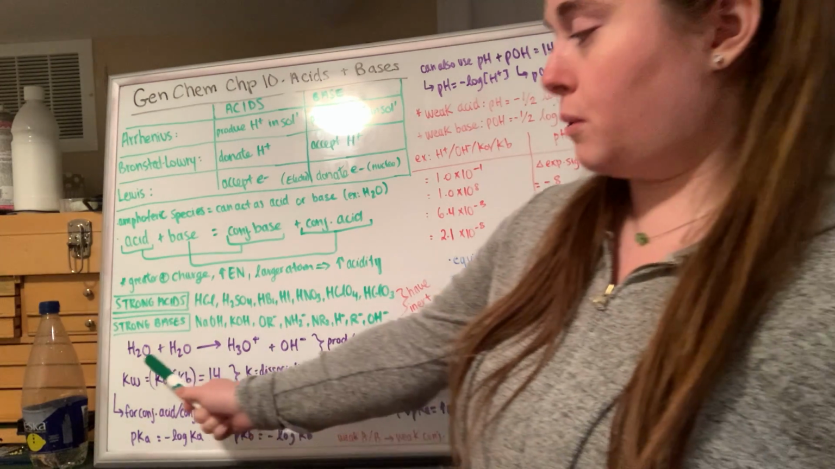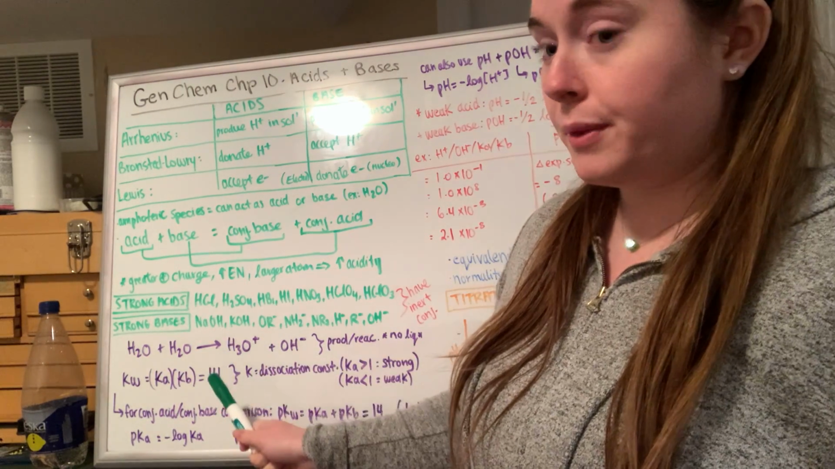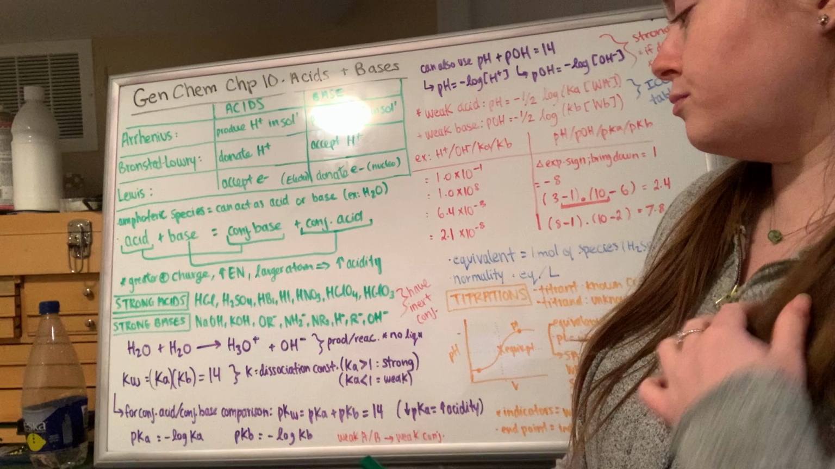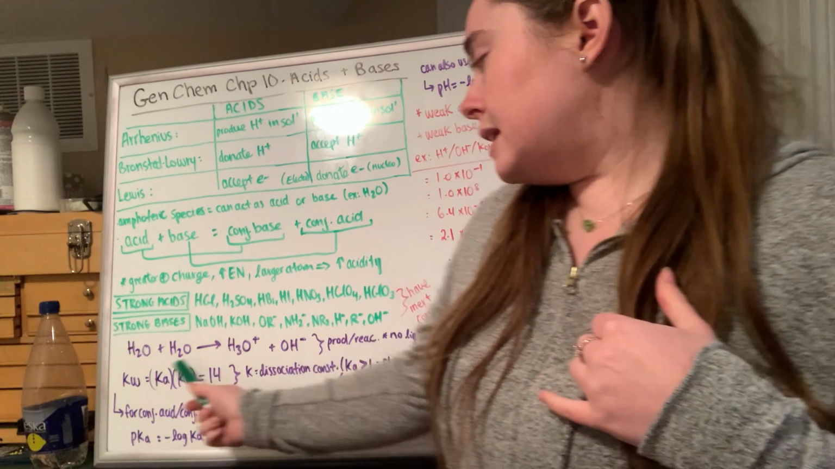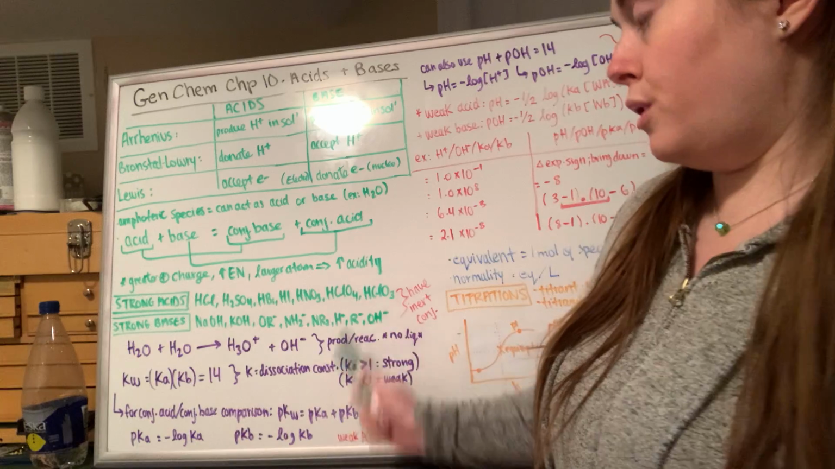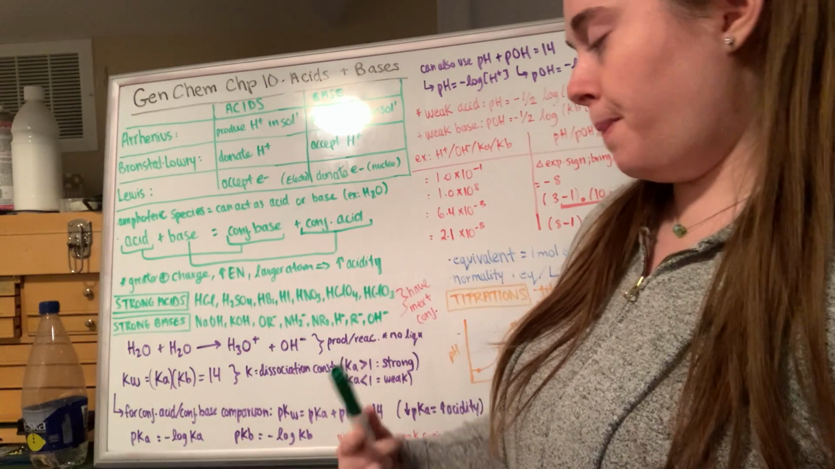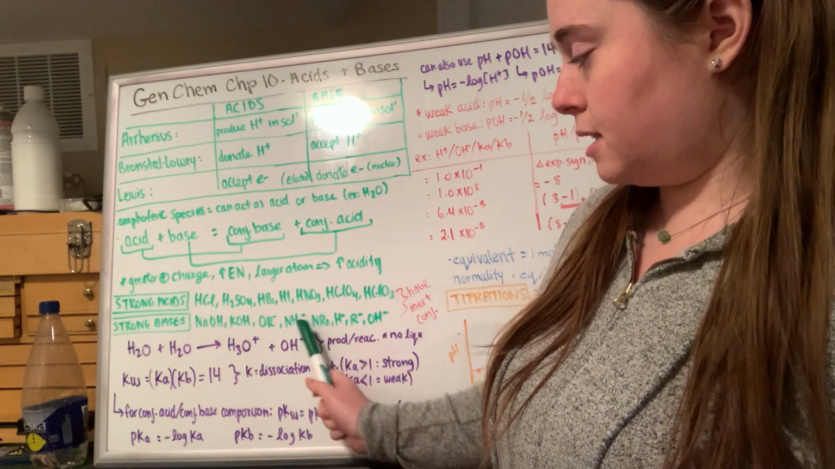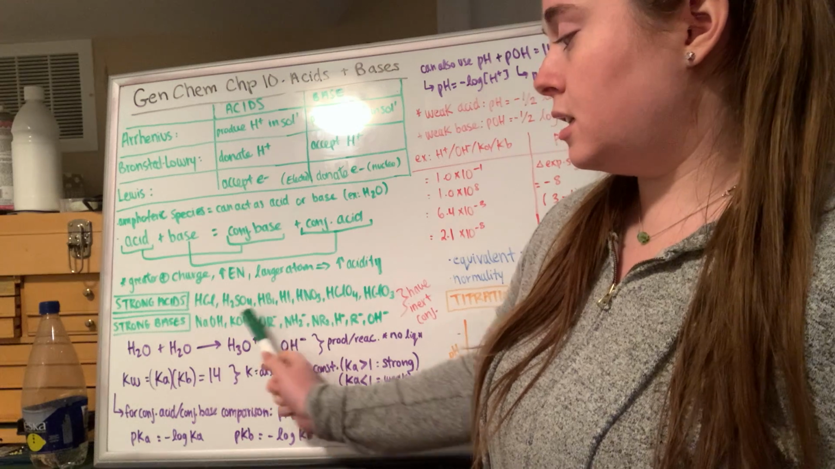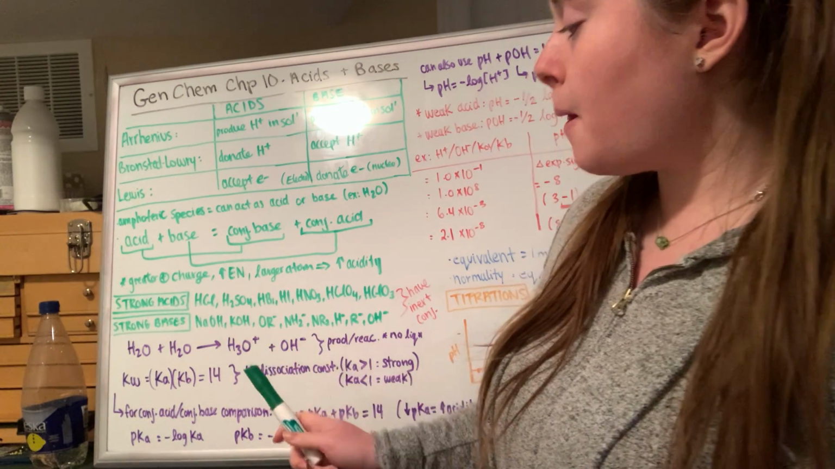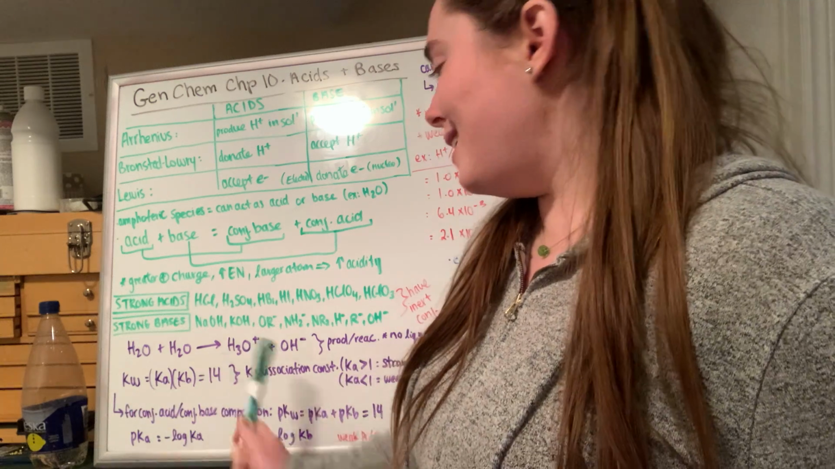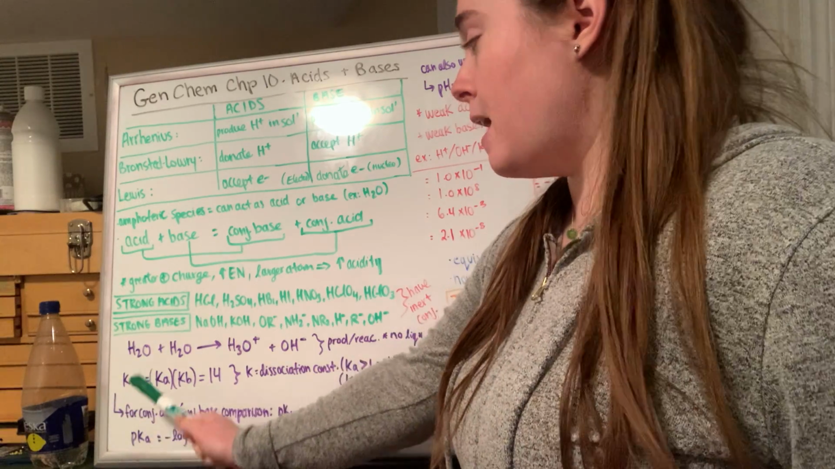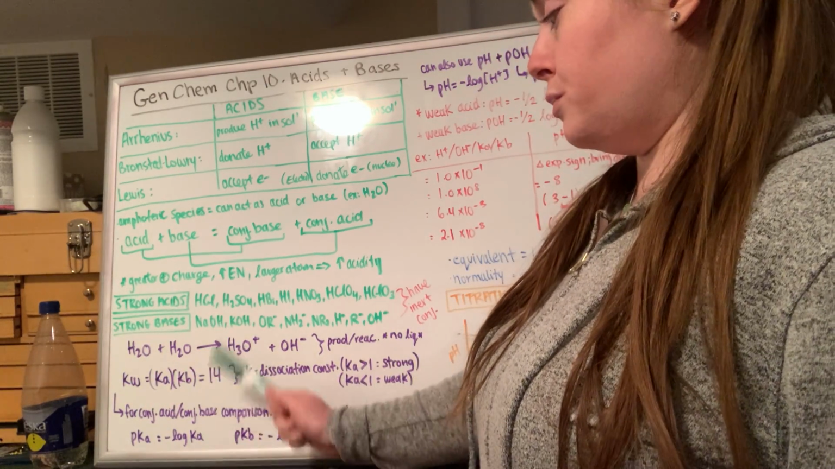Okay, so now if we're looking at this equation right here, we have H2O plus H2O goes to H3O plus and OH minus. This is an important equation to note. This is the autoionization of water. From this equation, we produce OH minus, which is the base, and H3O plus, which is the acid. And from this equation we can derive this Kw, which I'm going to explain in a moment: Ka times Kb equals 10 to the negative 14.